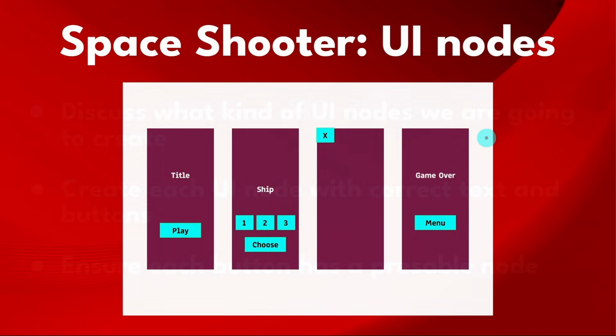This here is all the UI we are going to create. It's going to consist of 4 different UI nodes. The first one here on the left is going to consist of the start screen. This, of course, is going to have the title of the game and the play button. The second one is going to be the ship selection page, where you can go ahead and select between the first ship, second, and third. We're also going to have a ship image, and it's going to change depending on which one you select.